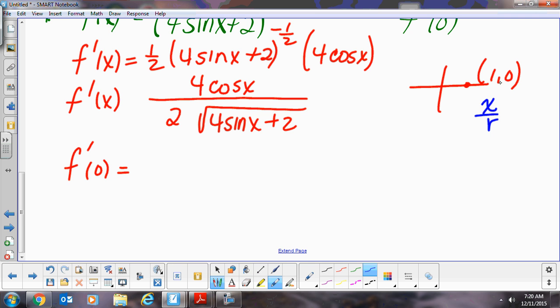X over r. What is the x? 1 over 1. So we know the numerator is going to be 4. Denominator is going to be 2 times the square root.